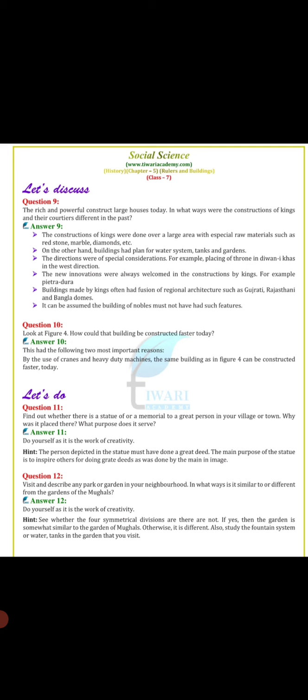Question 10. Look at the figure. How could that building be constructed faster today? Answer: this had the following two most important reasons. By the use of cranes and heavy duty machineries, the same buildings in figure 4 can be constructed faster today.